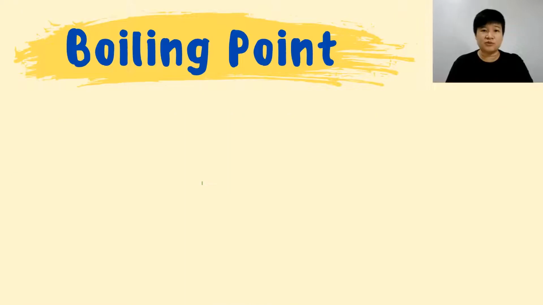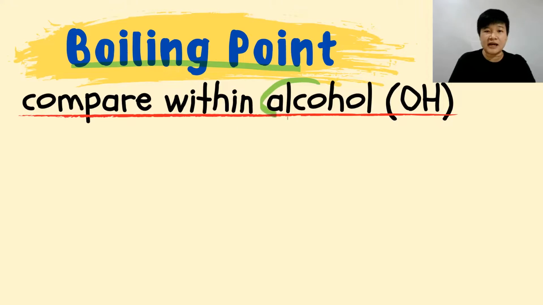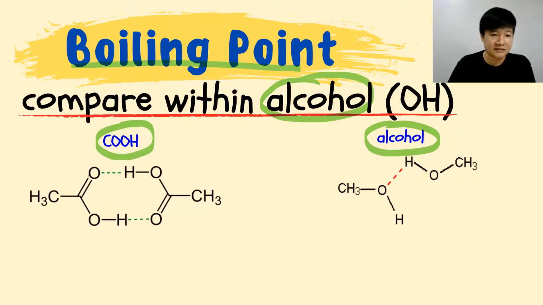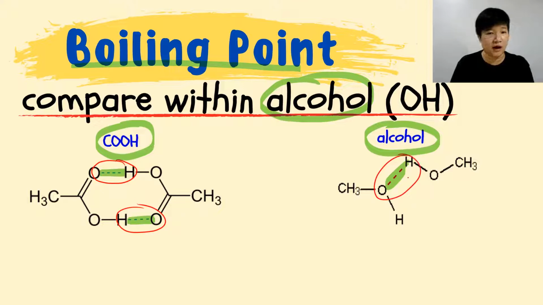Alright? So next, we are still at our boiling point, but we are going to compare our carboxylic acid with alcohol right now. So we have two things. We have carboxylic acid, we have alcohol. Let's look at the way that they form hydrogen bond with themselves first. For the carboxylic acid, that is my COOH, and that is my hydrogen bond force of attraction. Okay? For the alcohol, that is my force of attraction of hydrogen bond between alcohol.